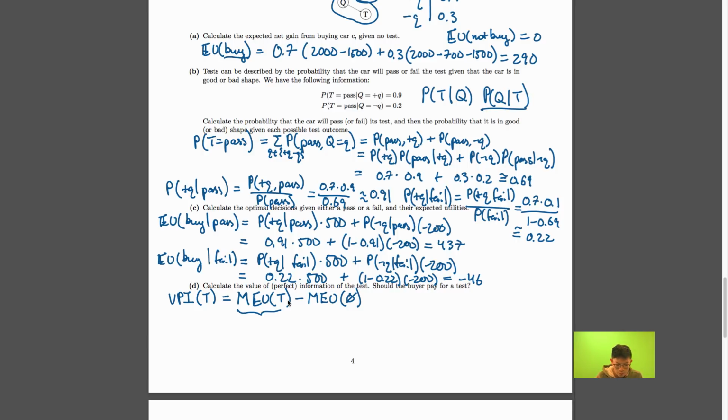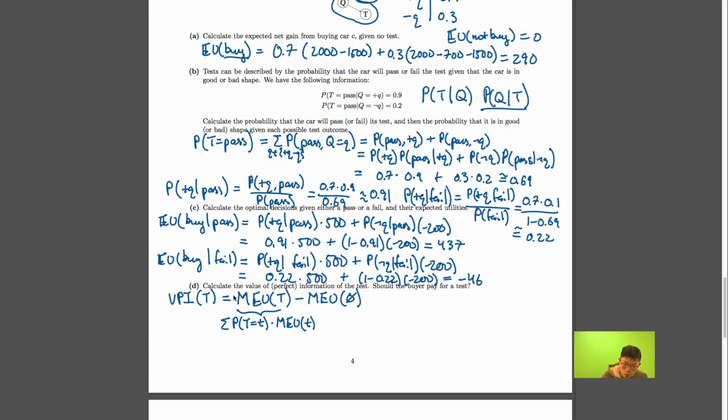So this has some randomness in this quantity. And the randomness comes from basically what is the outcome of the test. So this is actually an expectation with respect to the outcome of the test. So we'll write this as the sum over the outcome of the test, and I'll write small t for the outcome of the test, times the maximum expected utility of knowing the outcome of the test.